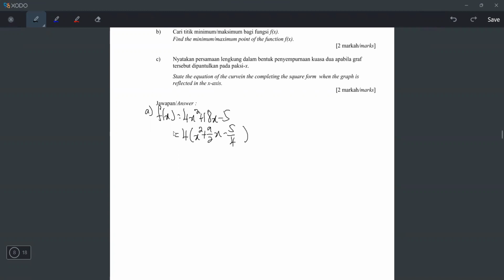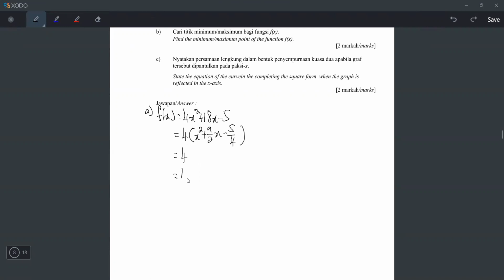But sometimes a student would erase the 4 and just write like this. No, the 4 is still there. Because if the other side is 0, then the 4 will disappear. But the other side is f(x), so you cannot erase the 4. You take everything and divide by 4, but the 4 you still have to put outside. Unless the other side is 0, then you can erase the 4. So the 4 won't disappear.